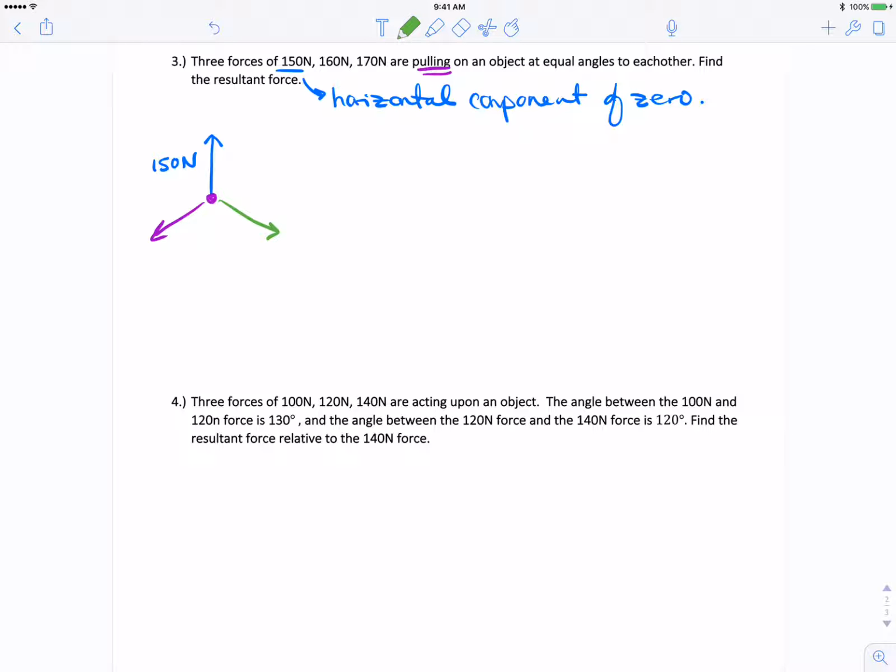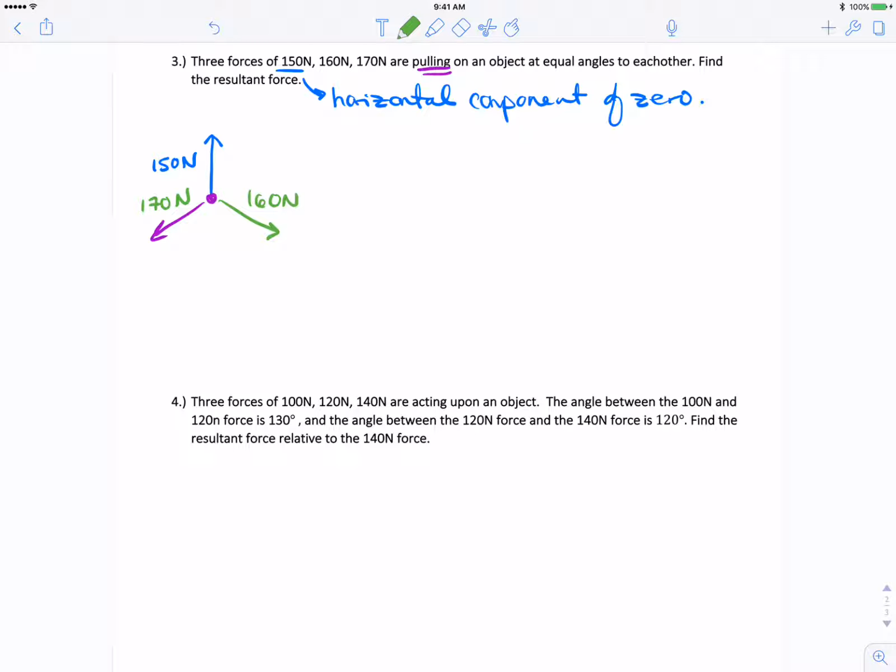Let's call this the 170 Newton force versus the 160. But again, it doesn't matter. So let's make this here the 170 Newton force, and I'll make this the 160 Newton force. And what angles do I know? They're pulling at equal angles to each other. That's all that you know from this component.